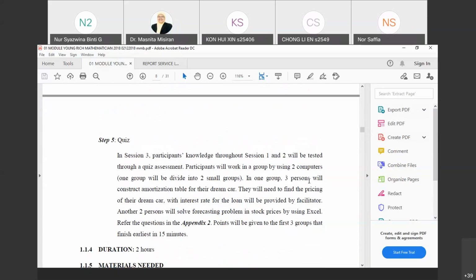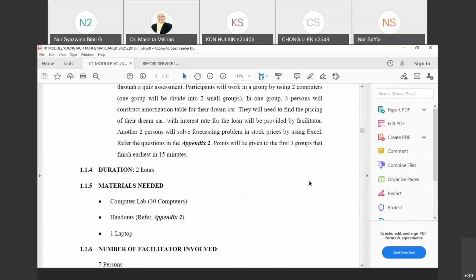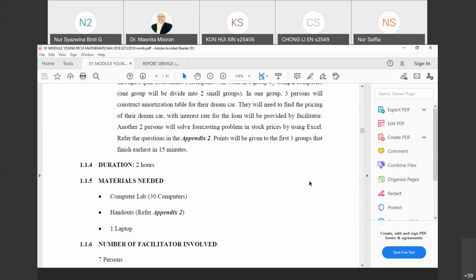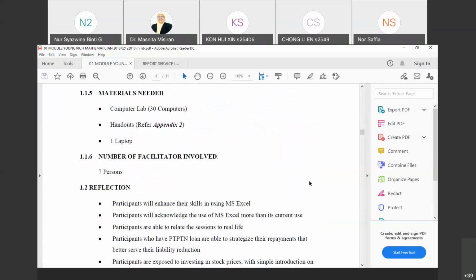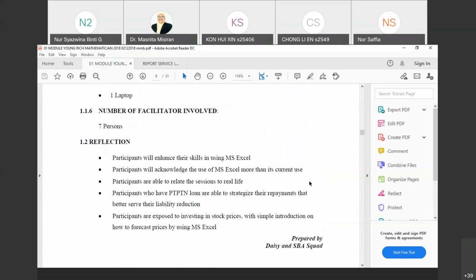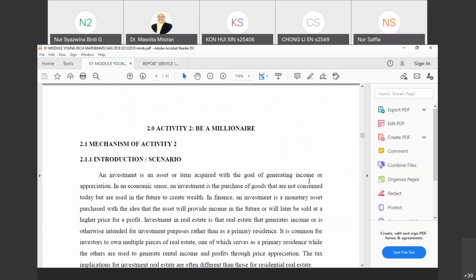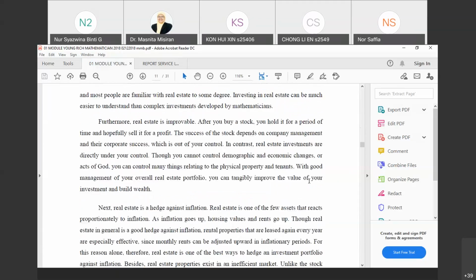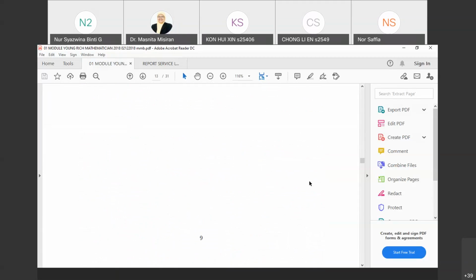Okay, and then kan dia tunjukkan the duration. Okay, 2 hours ni nanti dia pecahkanlah kepada yang step berapa tu berapa minit, step kedua tu berapa minit dan sebagainya. Okay. And then dia detail out facilitator involved, reflection yang diorang dapat tu, reflection ni in a sense of apa yang diorang expect orang tu akan dapat from this. Okay, so if you notice sekejap saya tunjukkan dia punya appendix.